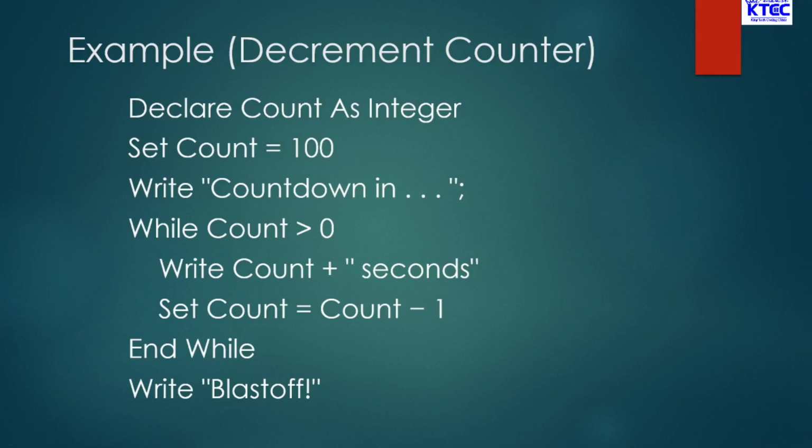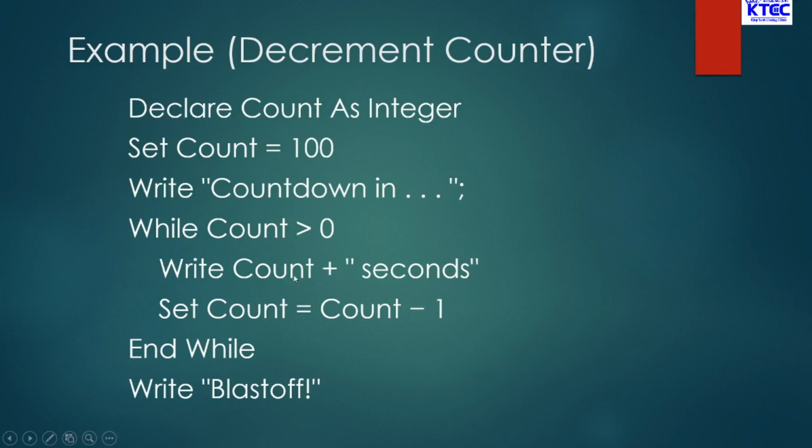As long as the condition remains the same, as long as the count is greater than what? Even when we get to 1, it is still greater than 0. So until the count gets to 0, that is when we say 0 is equal to 0. At that moment, you write count plus seconds, the number of counts plus the number of seconds.